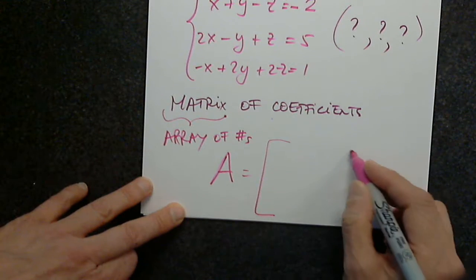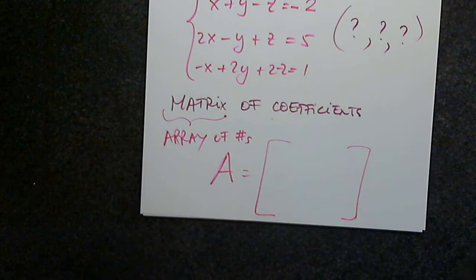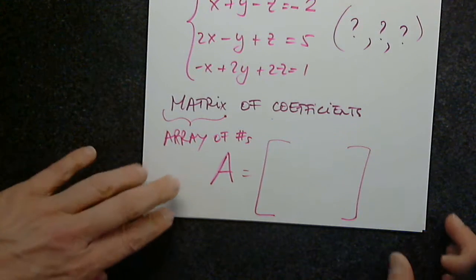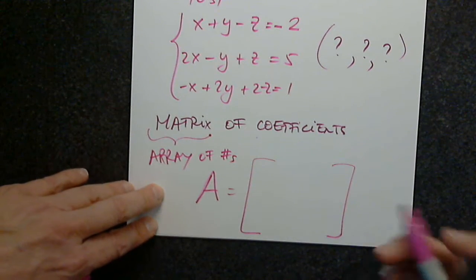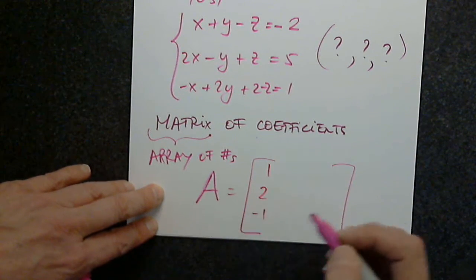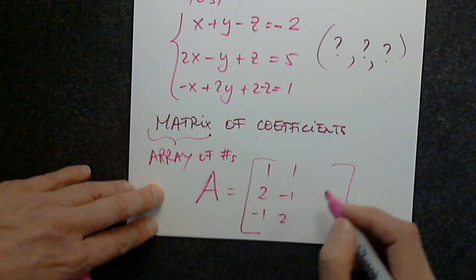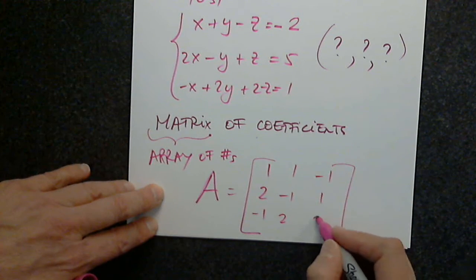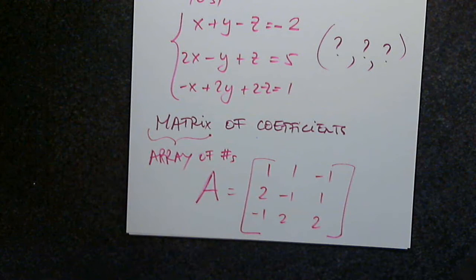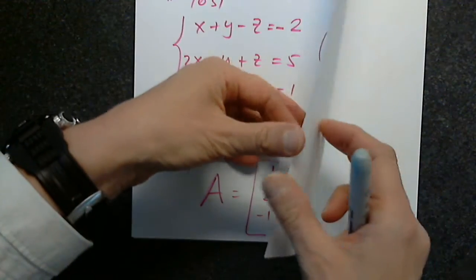We use two huge brackets. We're not talking about interval notation or anything like that. And I will copy the coefficients. 1, 2, -1. 1, -1, 2. -1, 1, and 2. Exactly as we have them in the system. That's prep number 1. Now prep number 2 is something called the augmented matrix.